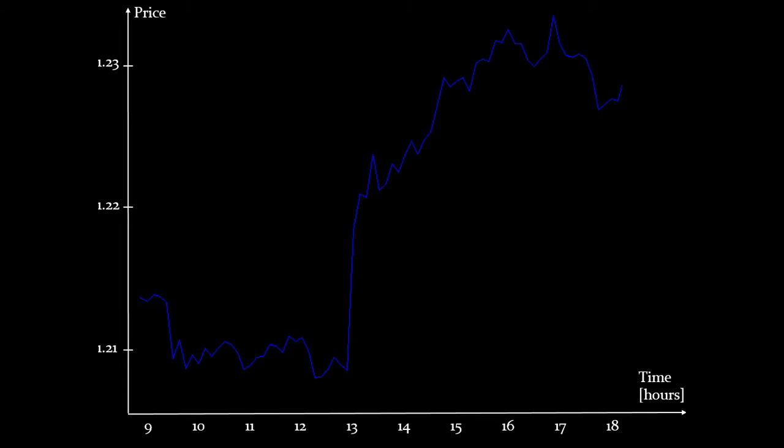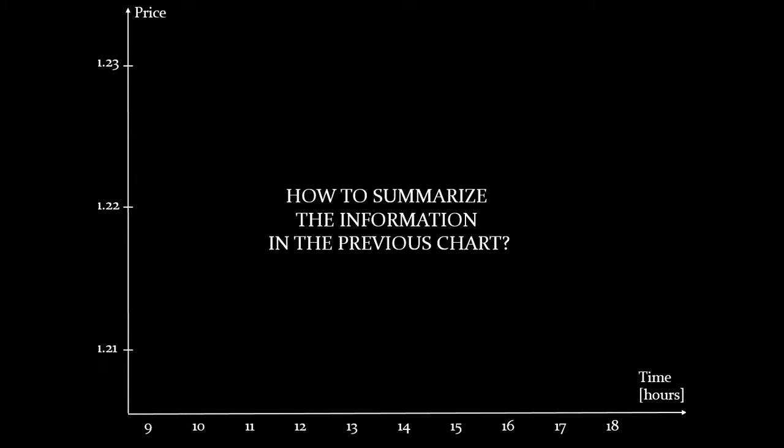So the chart that is shown now is basically what you would see if you would take a point every 10 minutes or 5 minutes. This is the chart that you would get. Now, how to summarize the information in the previous chart in such a way that you would sum up the main price action that occurs during the day.